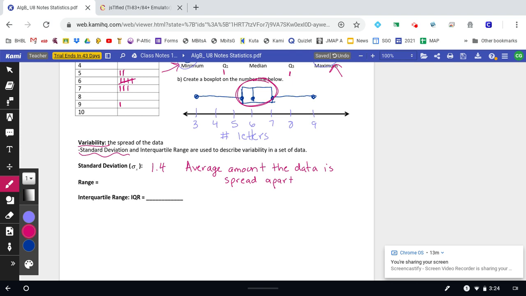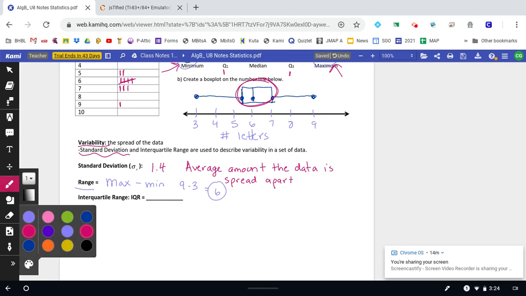All right, now other things we may consider are the range. Now the range is what we're going to take, and we're going to do the maximum number minus the minimum number. Okay, so in this case, it would be 9 minus 3. So my range is 6.